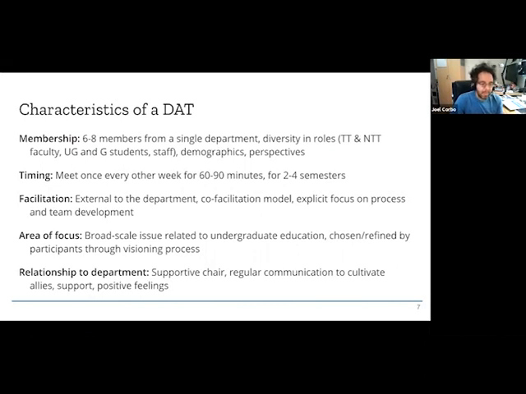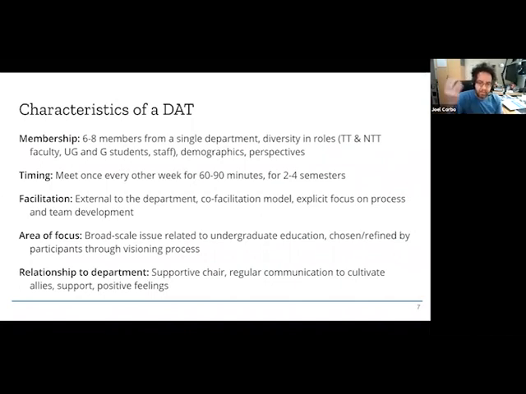The groups typically meet every other week for between 60 and 90 minutes, and we've had DATs run anywhere from 2 to 4 semesters. Typically we start with the agreement that we'll run for a year and see where it goes from there. And a lot of groups, most groups I would say, want to continue beyond that.